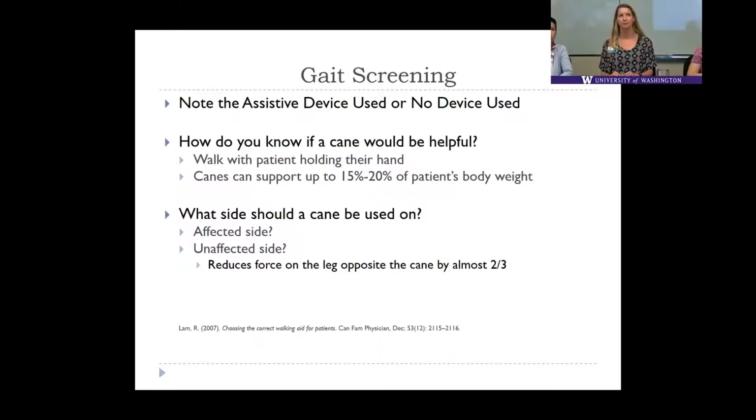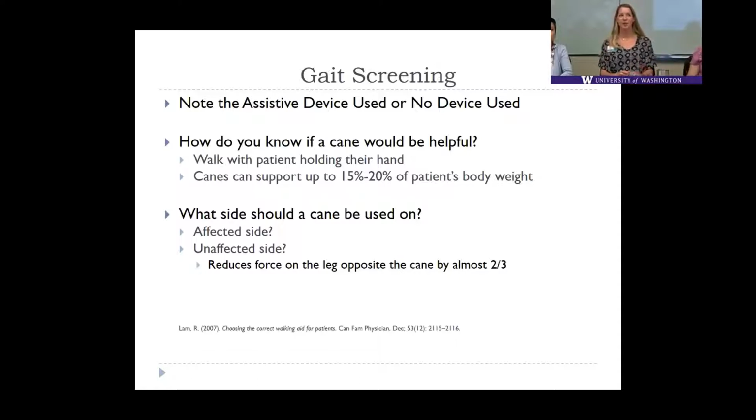So the big question is, if you determine a patient could benefit from a cane, and let's say they have like right knee OA and pain when they're stepping on their right leg, what side would you tell them to use it on? Would you have them use it on their right side or their left side? The answer would be their left side, and that's not always intuitive.